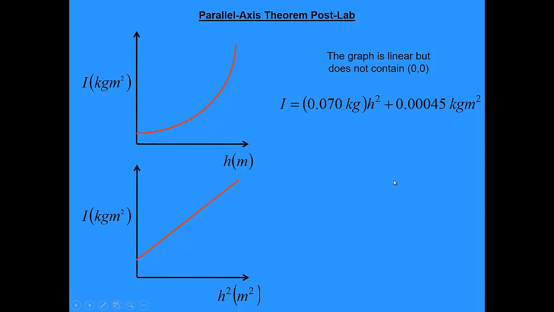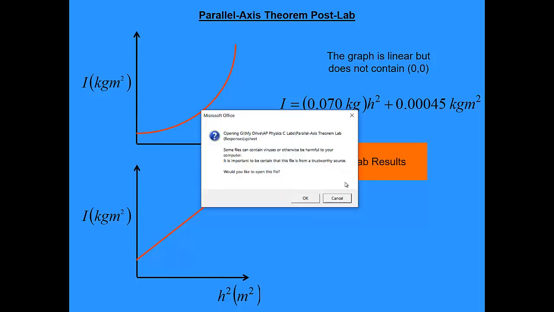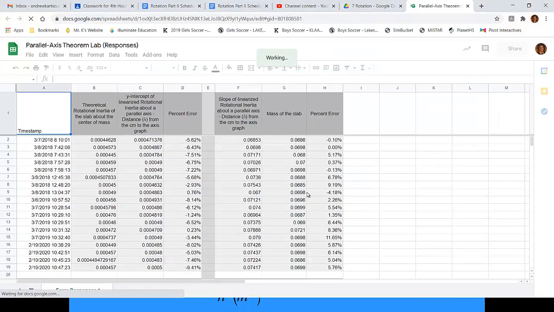Okay? So the question now becomes, why did I choose that number and this number for the slope and the y-intercept? And what should they be theoretically? How does that help us relate things? Well, let's look at what we got here. If we look at our lab results, they're kind of in 2 parts. There's a lot of stuff that I asked you to put in here.